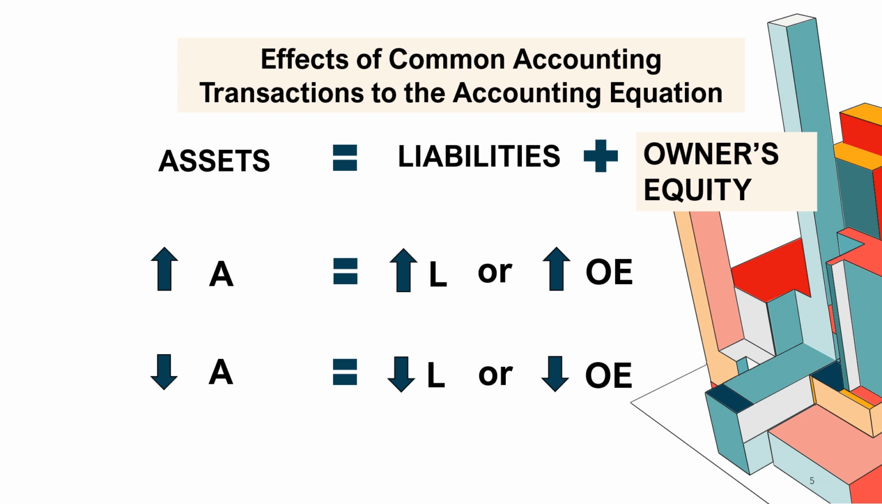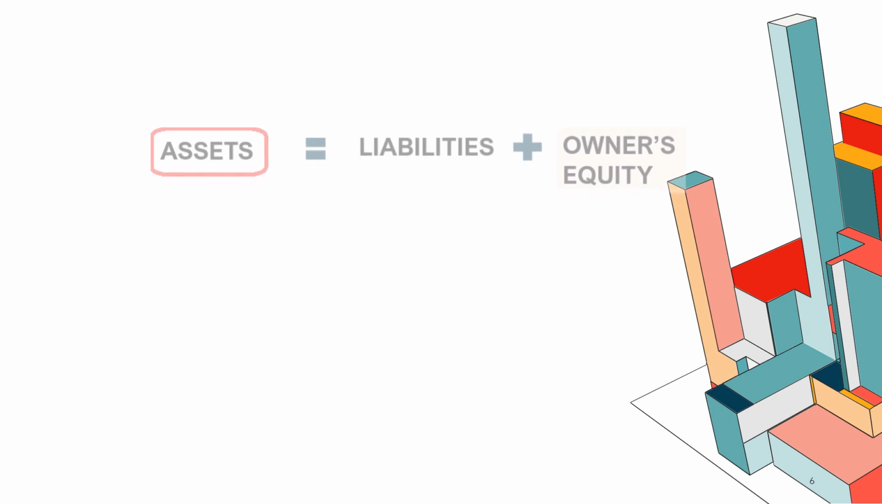So these two equations reflect four common accounting transactions. Again, one, increase in assets equals increase in liabilities. Number two, increase in assets equals increase in owner's equity. Number three, decrease in assets equals decrease in liabilities. Number four, decrease in assets equals decrease in owner's equity. Okay, so let's move on to the next.